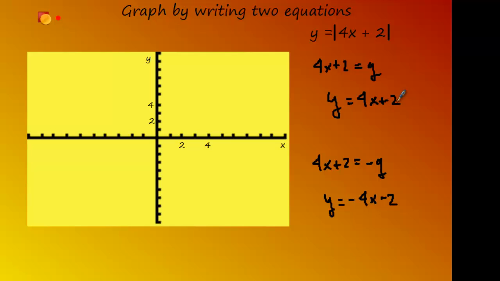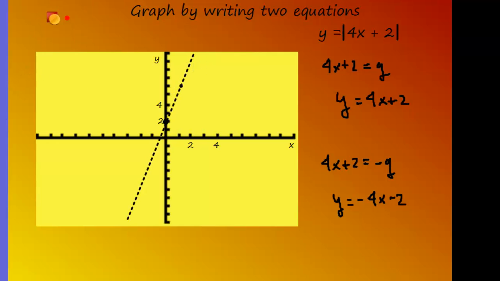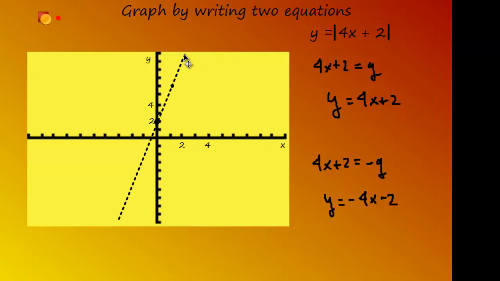So here I have a y-intercept of 2, and then a slope of 4. So I go up 4 from the intercept, 1, 2, 3, 4, and over 1. So that's about right here. And then I'll go ahead and graph that. Okay, so there's my first equation graphed.